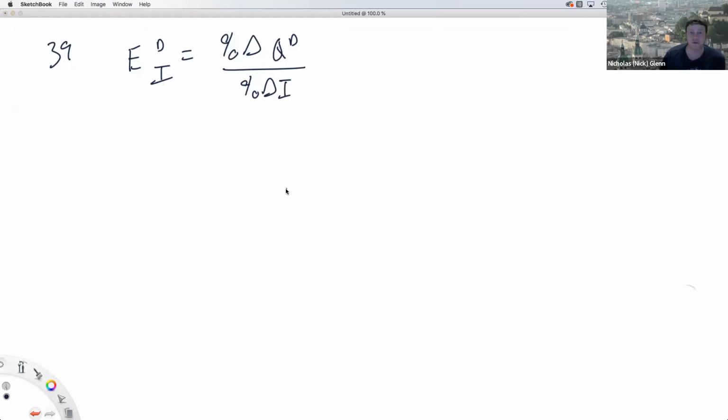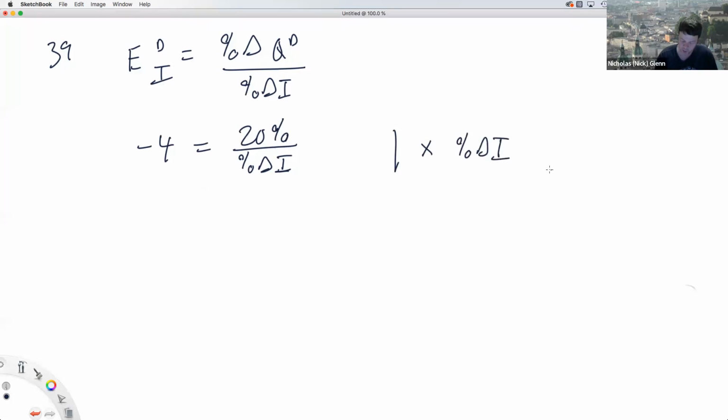Now let's see what all we're given here. Well, we're given the income elasticity of demand is -4. So we can substitute that, -4. And we're also given the change of quantity demanded is plus 20%. So we know that. And so the only thing we're not given is the percent change in income. So now we need to solve for that. So here we want to multiply both sides by the percent change in income. This is the variable we want to solve for. And we want to divide both sides by -4.